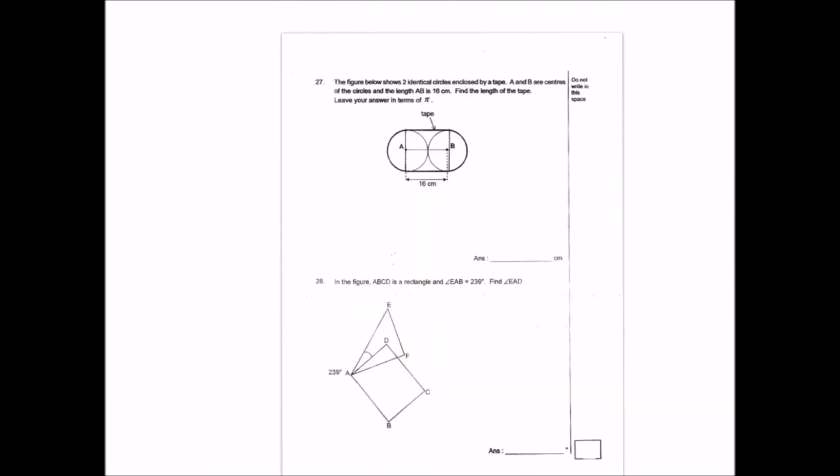Moving on to question 27. The figure below shows 2 identical circles enclosed by a tape. A and B are centers of the circle and length AB is 16 cm. Find the length of the tape. Leave your answers in terms of pi.